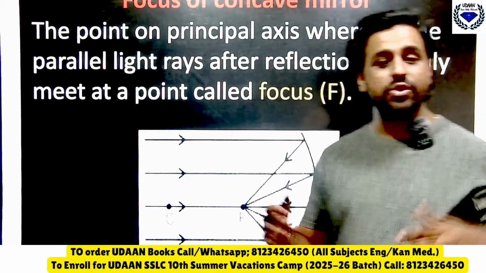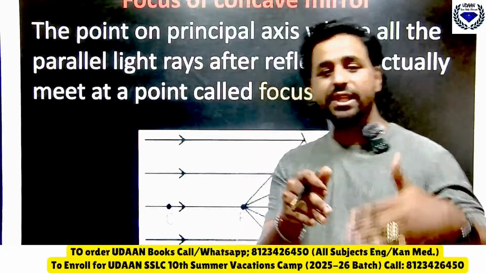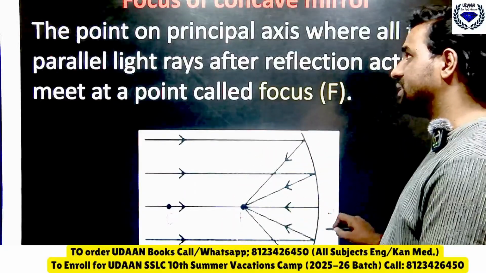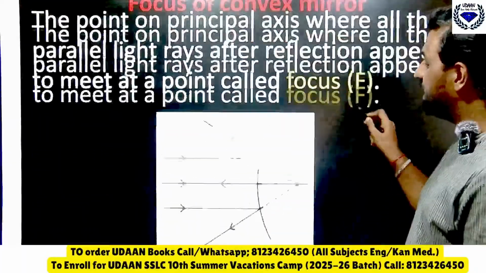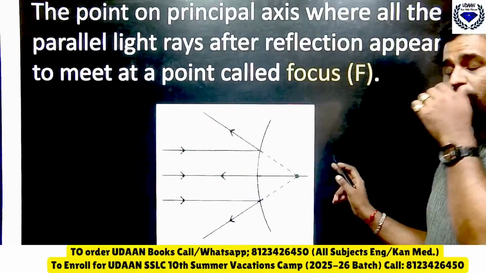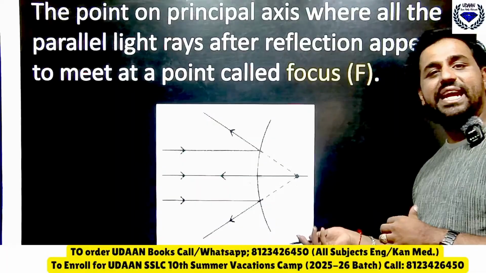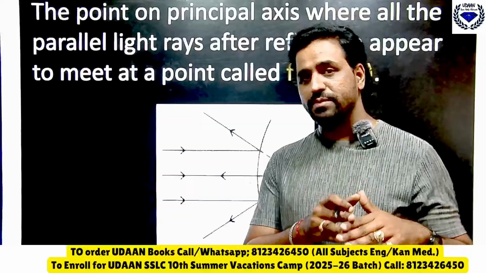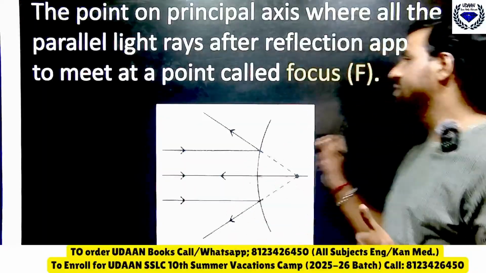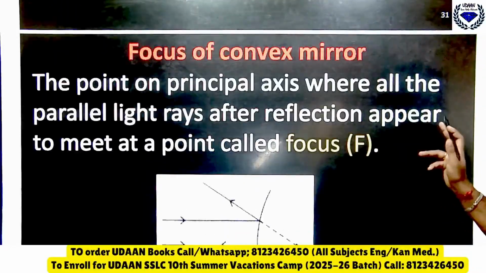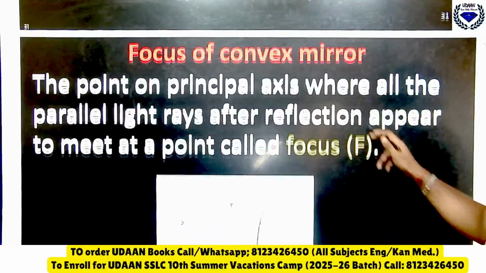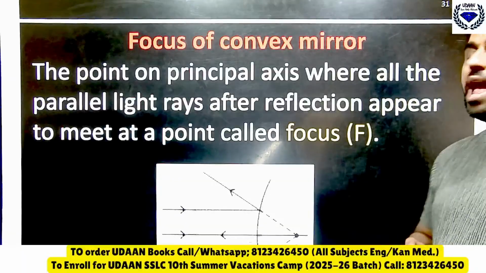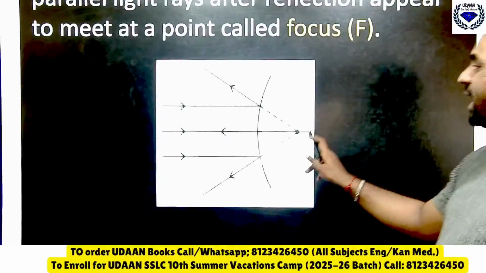a point. So actually the light rays all come to one side and meet at the focus. So this one we call it as what? It is the principal focus. Then what is the focus of a convex mirror? See, the focus of a convex mirror is a fake one. Convex mirror is a fake mirror. Here the rays will actually not meet but they appear to meet. See the point on a principal axis where all the light rays after reflection appear to meet at a point is called the focus.